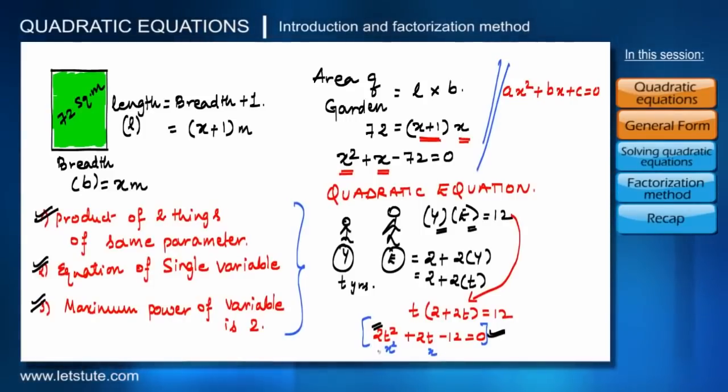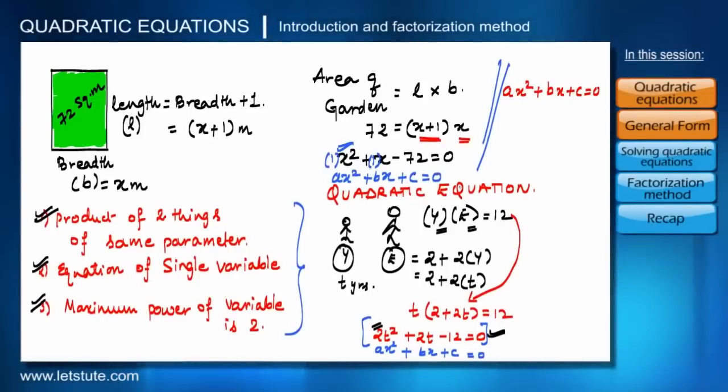Here, in place of a we have 2, so a is 2. In place of b we have 2, so b is 2. And in place of c we have minus 12. So this equation can be written in general form. Similarly, for the other equation, x square is already there, and x is already there. You must know that 1 is always there when you can't see any number. So a is 1. Similarly, here also there is a 1, so b is again 1 and c is minus 72. Again this equation is written in general form.